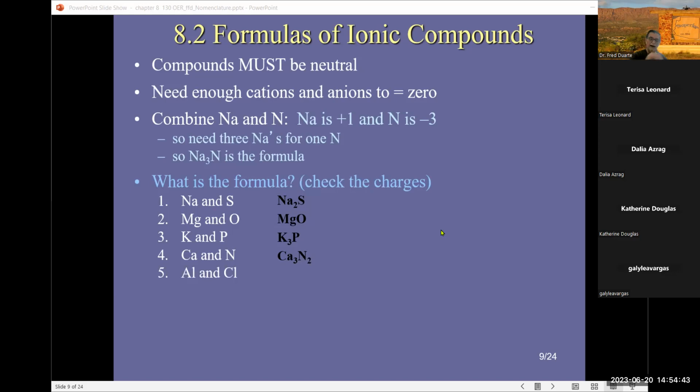We have Al, which is aluminum. Okay, so we know that aluminum has a +3, and the chlorides have a -1, because they're in group 7. And so that means I need 3 chlorides for every aluminum ion to neutralize those aluminums. So that means that our formula becomes AlCl3, aluminum chloride.